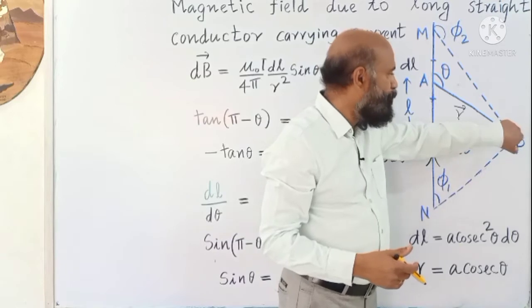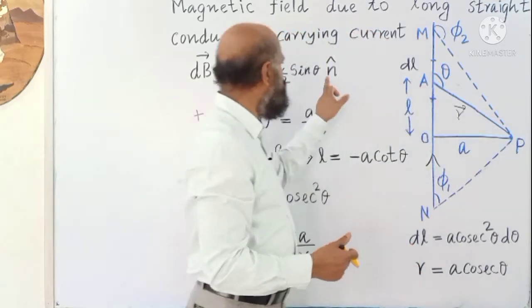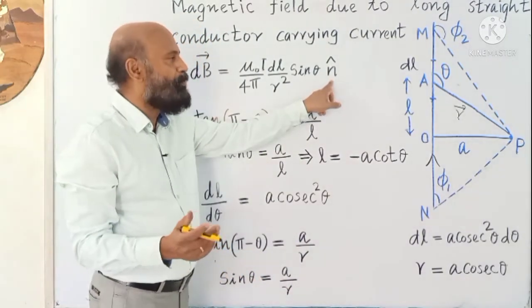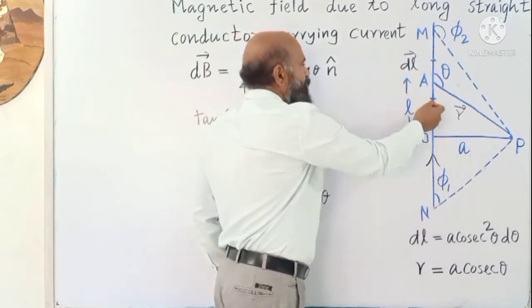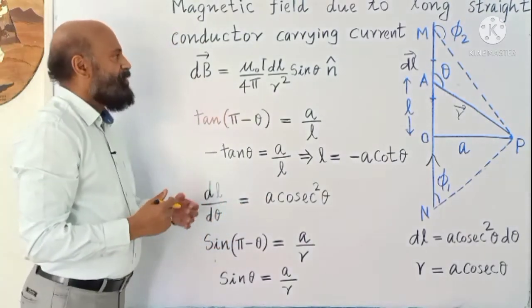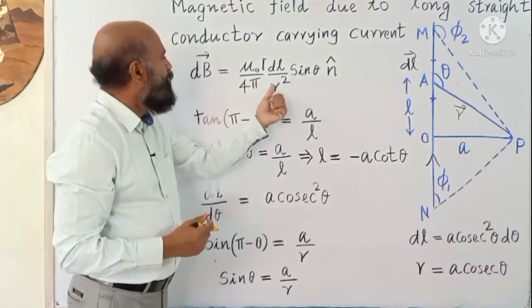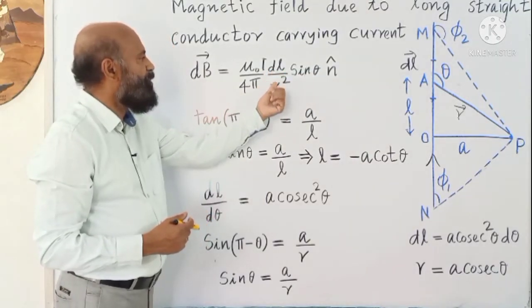The magnetic field will be perpendicular to both the dl and r vectors, so that is shown by this n cap. So n cap is a unit vector perpendicular to both the dl vector and the r vector. This is the dl vector and this is the r vector. Now for integration we have to replace this dl and r.